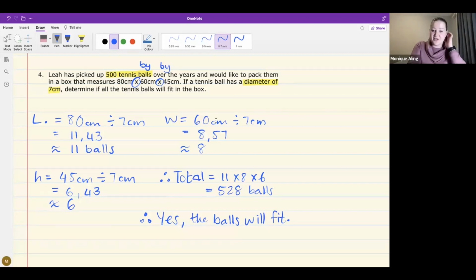Awesome. Luyan, did you check the height? Okay.